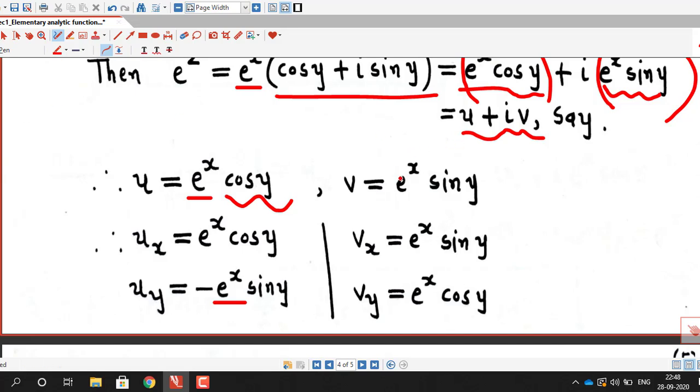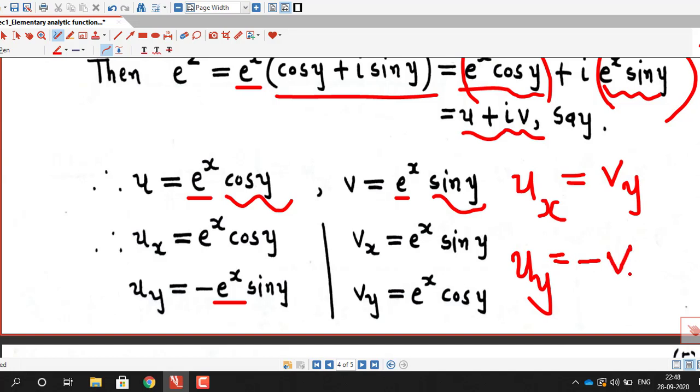v is e raised to x into sin y. So del v by del x is sin y as it is, the derivative of e raised to x is e raised to x, and del v by del y is e raised to x as it is, the derivative of sin y is cos y. And if you recall, what are the Cauchy-Riemann equations? The Cauchy-Riemann equations are del u by del x equal to del v by del y, and del u by del y is minus del v by del x.